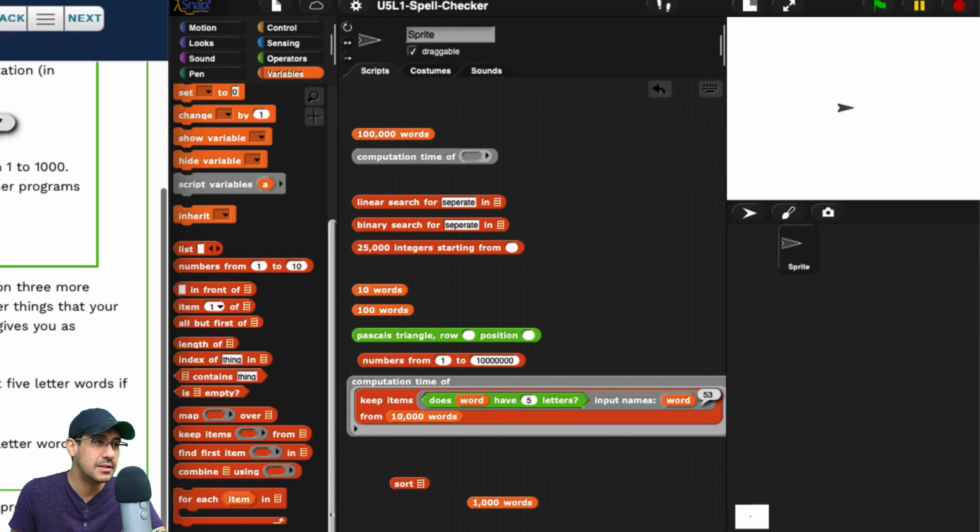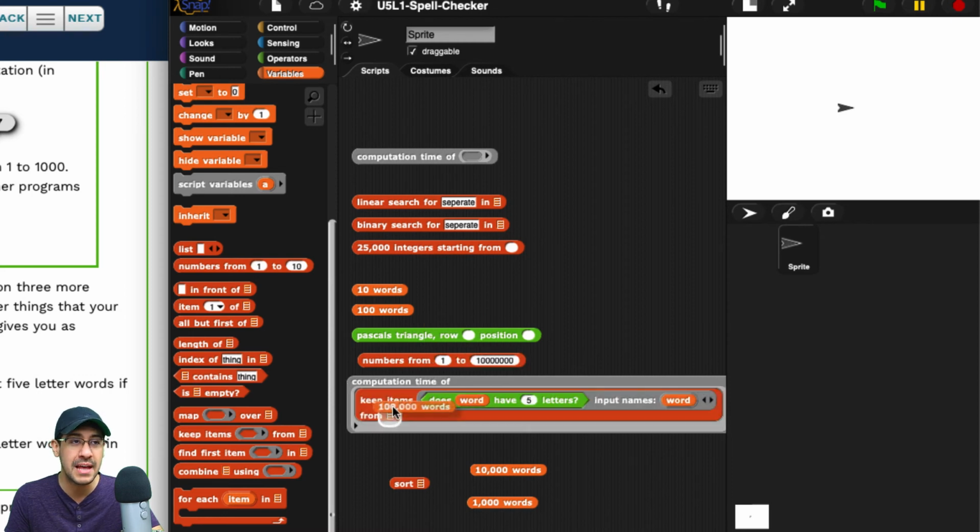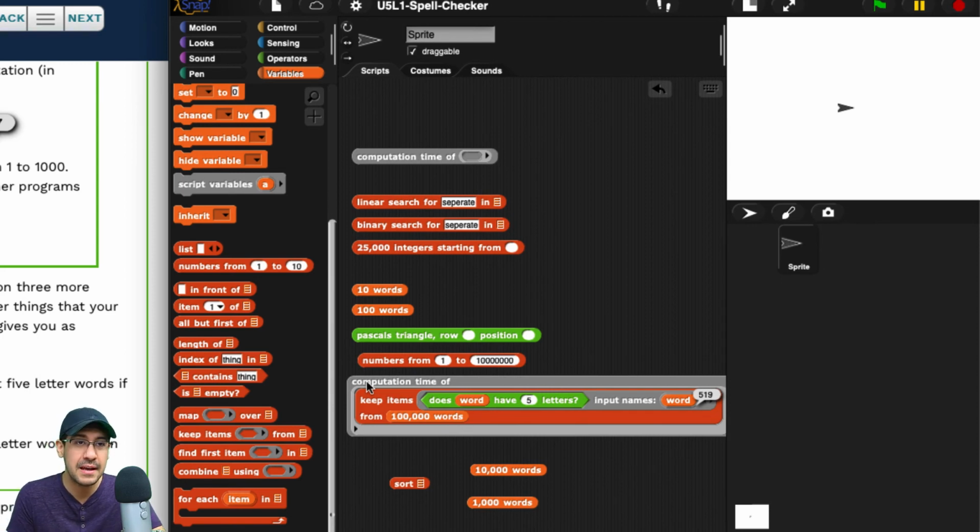Let's see, what else? How long do you think it would take to count five-letter words in a list of 100,000 words? If this is a linear operation, it's going to take 10 times as long to go from 10,000 to 100,000. So instead of 53 milliseconds, I'm expecting about 530 milliseconds. Let's replace the number of words with 100,000 words and check this out. I think it'll take about half a second. And it does. I clicked it too fast. I'll click it one more time, and it says 519. That is 519 thousandths of a second, which is about half of a second.